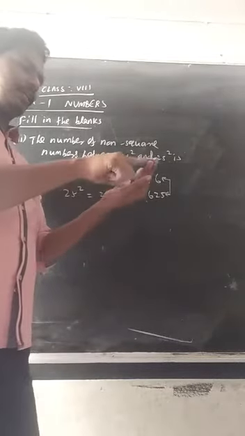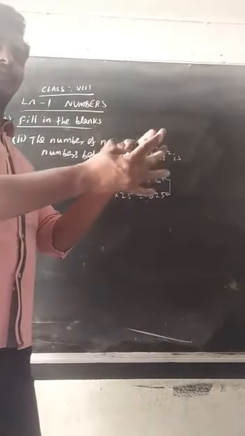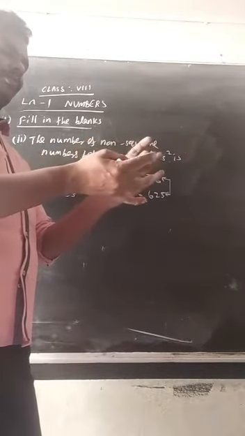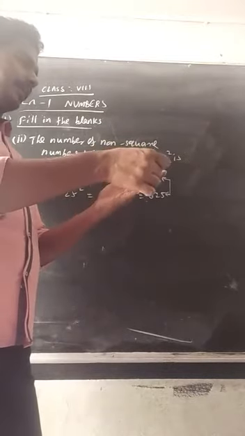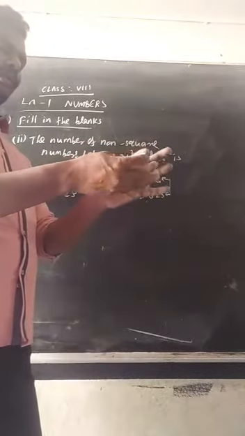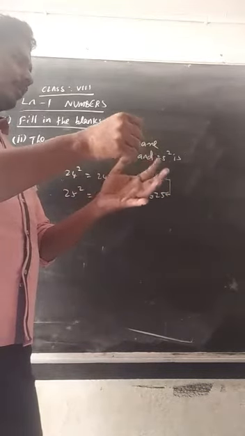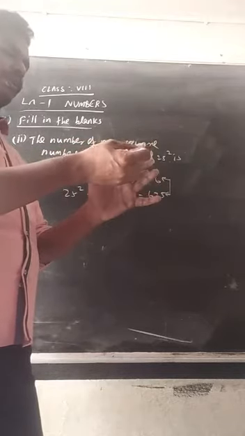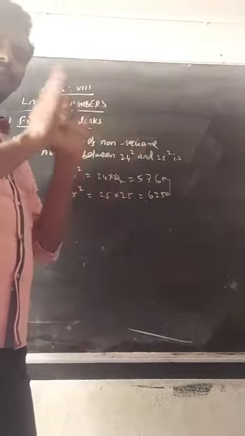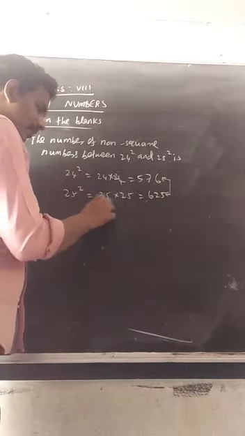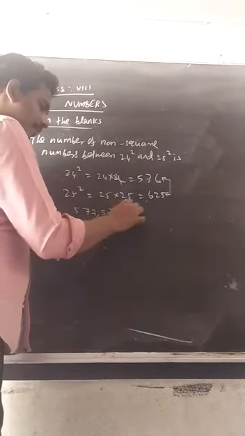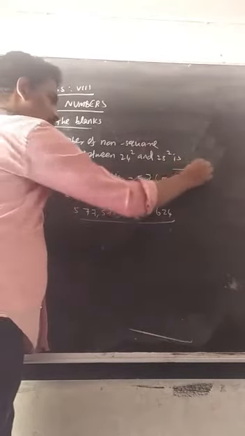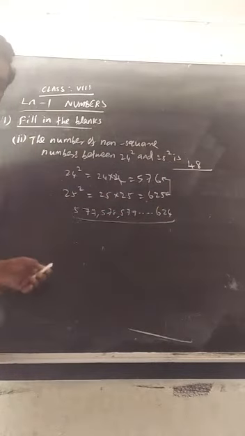So 577, 578, 579, 580, and so on, up to 624. Totally 48 numbers are there. In the middle, how many numbers are there? Totally 48 numbers. This is the answer for this question.